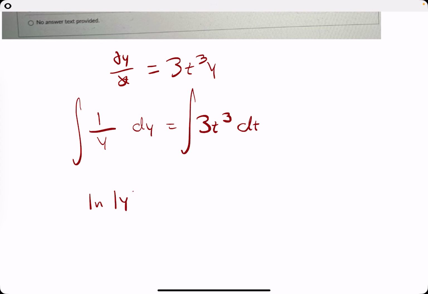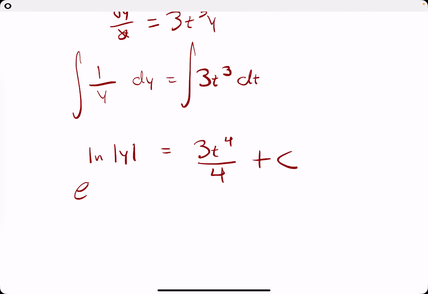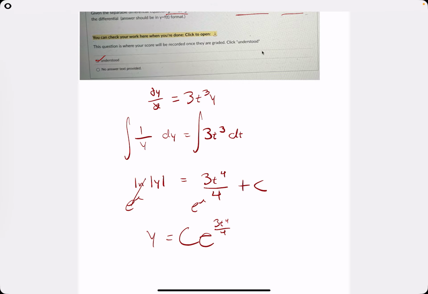We've seen this one. We get natural log of absolute value of y. We add a power, divide by that power. Make sure to add c on the right side. Make e the base of both sides to get y by itself. Again, anytime you have e to something like this, just do the main portion and make sure that plus c just transfers to the front on account of simplifying.